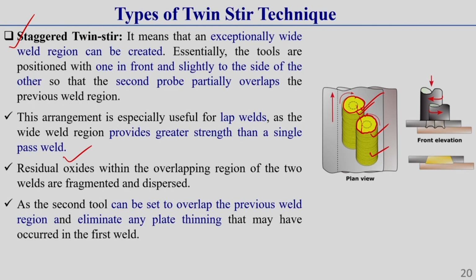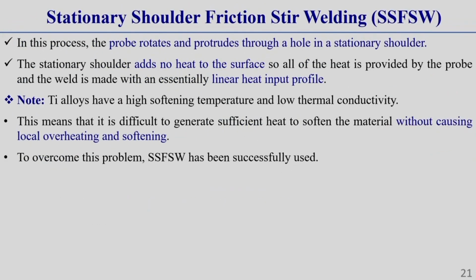These two tools are also oppositely rotated, as you can observe here. As the second tool can be set to overlap the previous weld region, it eliminates any plate thinning that may have occurred in the first weld. So if any plate thinning phenomenon has taken place in this overlapping zone, it can be overcome by the second weld, or you can say the second FSW tool.